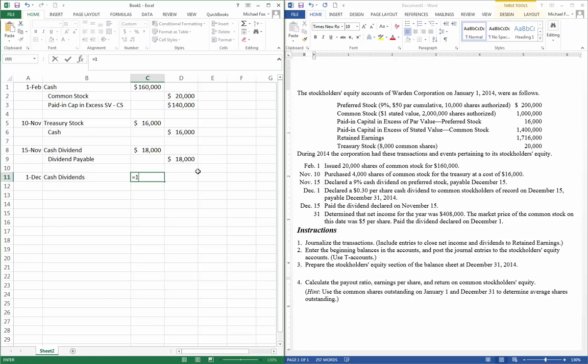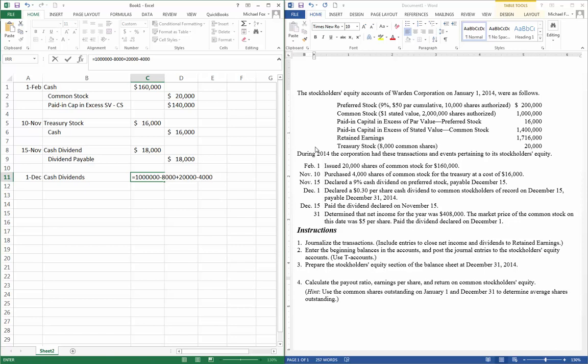We start with the million shares that we get by looking at the common stock here. $1 million worth of $1 stated value is 1 million shares. Then we subtract the 8,000 shares in treasury stock. Then we add the shares that we issued earlier, right here is 20,000. And then we subtract the 4,000 shares that we bought back into treasury stock since all of this was listed.